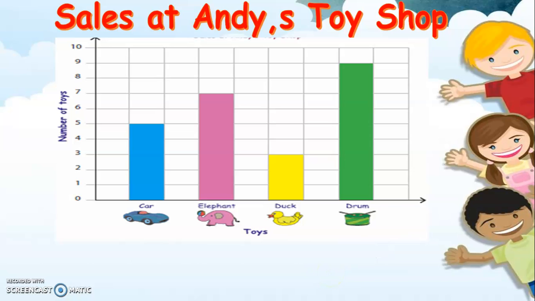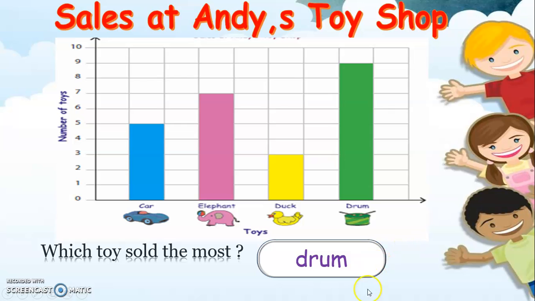Let us have another question. Which toy sold the most? In order to know the most number of toys that was sold, we can see the highest bar. So, what is the highest bar? Which is the drum. So, it means the toy that sold the most is the drum.